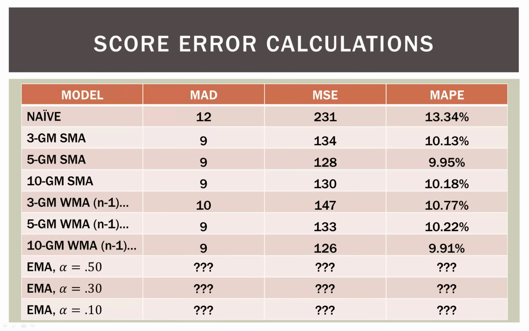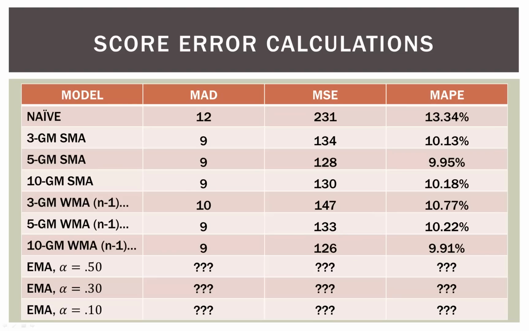Now, when we figure out our MAD, MSE, and MAPE for the weighted moving averages, you can see it's relatively comparable to the simple moving average. So we have MADs of 10, 9, and 9. We have MSEs of 147, 133, and 126. So that 126 value for the 10-game weighted moving average is our lowest yet. So right now that's looking pretty promising.